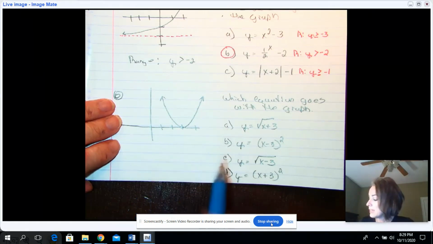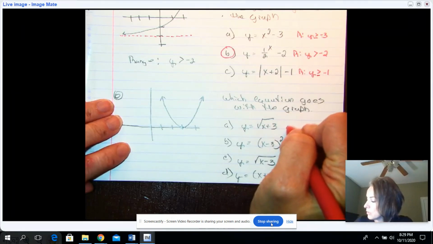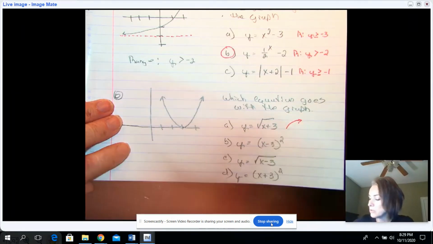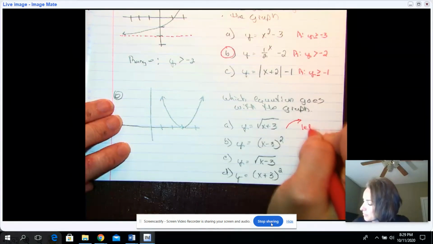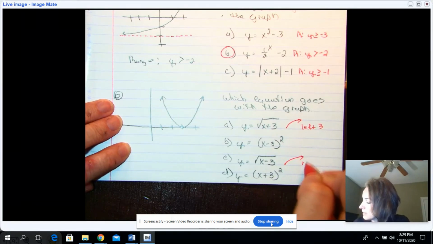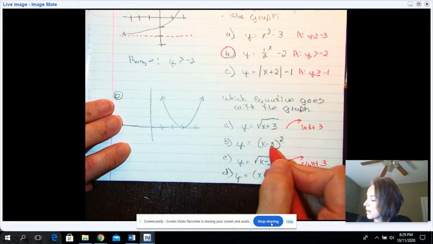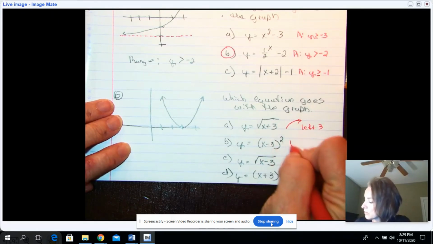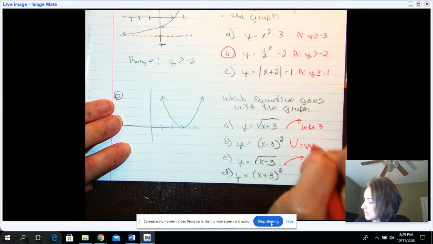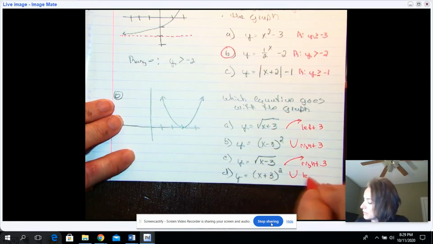Hopefully you see A and C. A and C are both absolute value graphs, so you should know the parent functions. This is going to be an absolute value graph that is moved to the left 3. This one is an absolute value graph that's moved to the right 3. So it's not that one. This one is a parabola that's moved to the right 3. And this is also a parabola, but this one moved to the left 3.